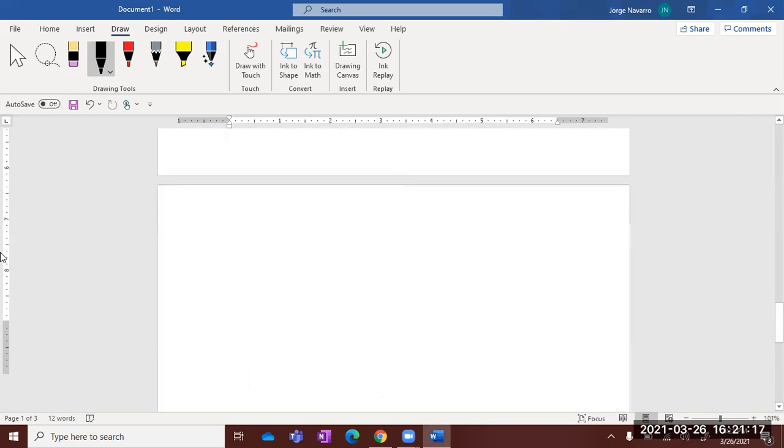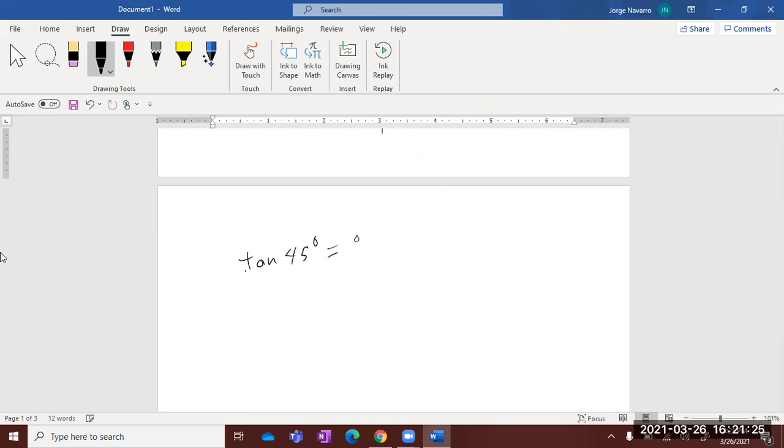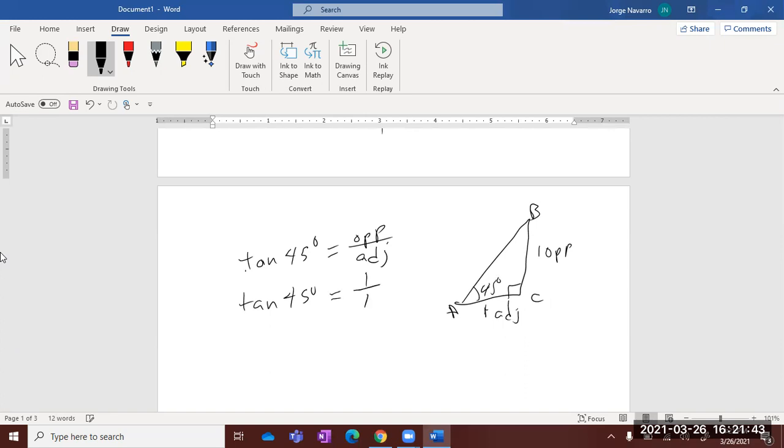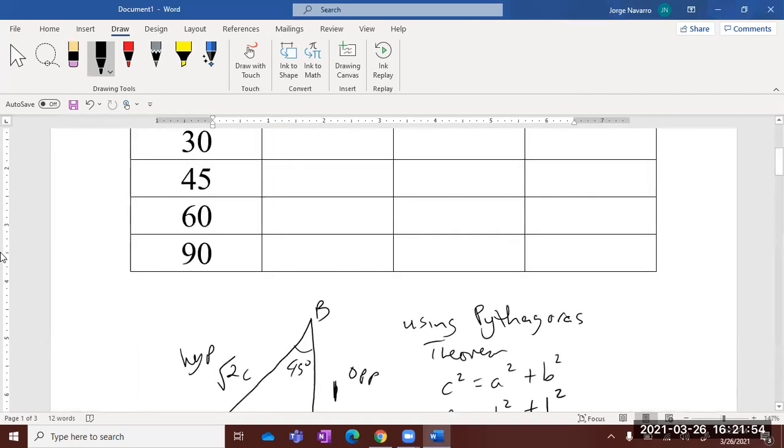Also, if we look at it even further, now we have to look at tangent. We say the tangent of 45 degrees is opposite over adjacent. If we remember the triangle ABC, the opposite is 1 because this is the 45, and the adjacent is 1. So this will be 1 over 1. So the tangent of 45 is simply 1. So having this value now, we will fill in our table.